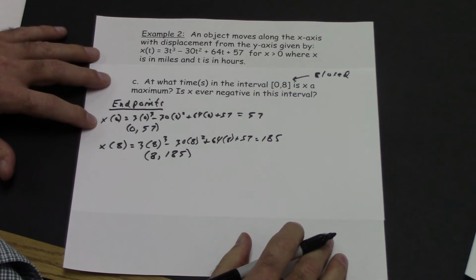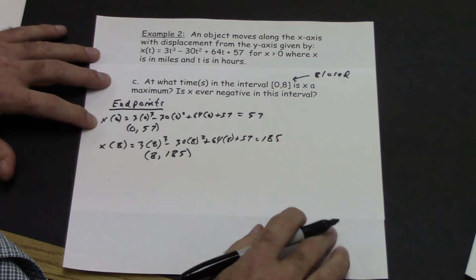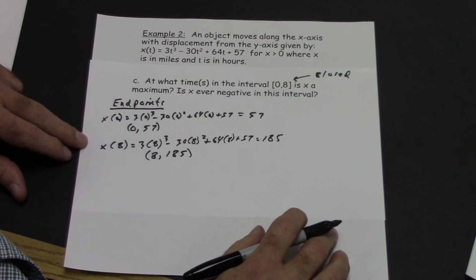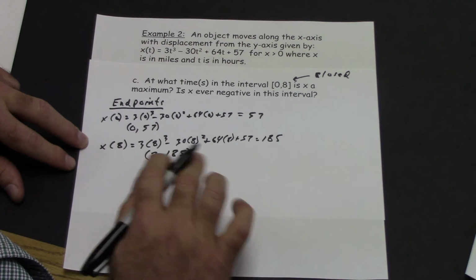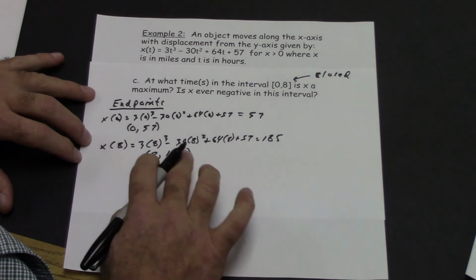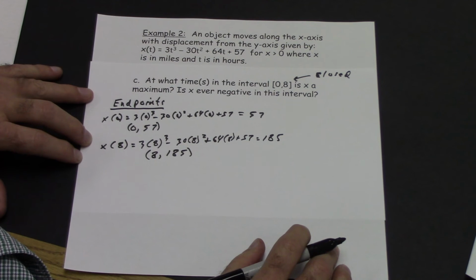All right, so we're looking for, it says, what time on the interval from 0 to 8 is x a maximum. So right now the maximum would be after 8 hours. So the maximum would be 108 miles, I'm sorry, it's 108 miles.